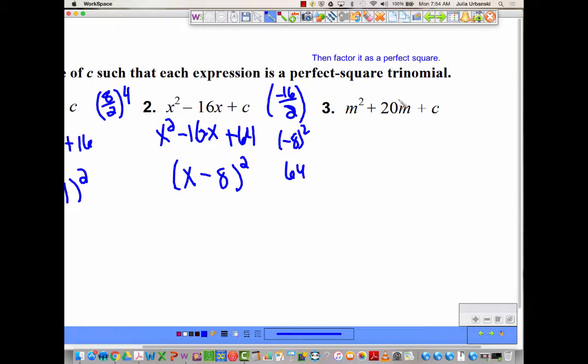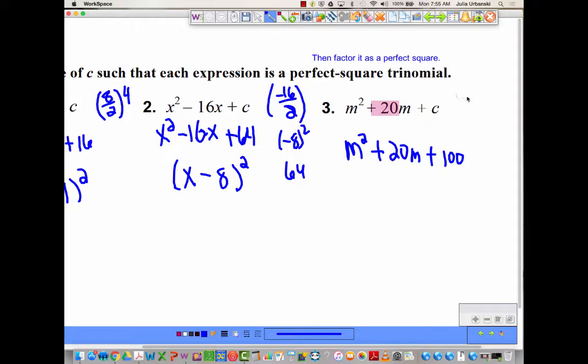This one right here. What number would I put in place of C? Can anyone say it already? 100. That's right. Take half of 20. Half of 20 is 10. Square it. And you're going to get 100. m squared plus 20m plus 100.